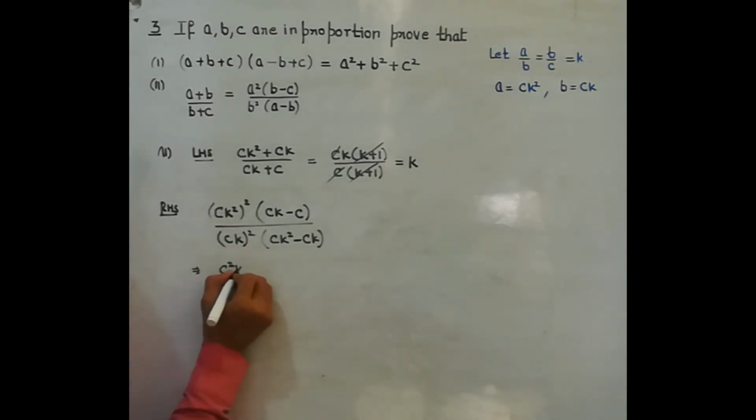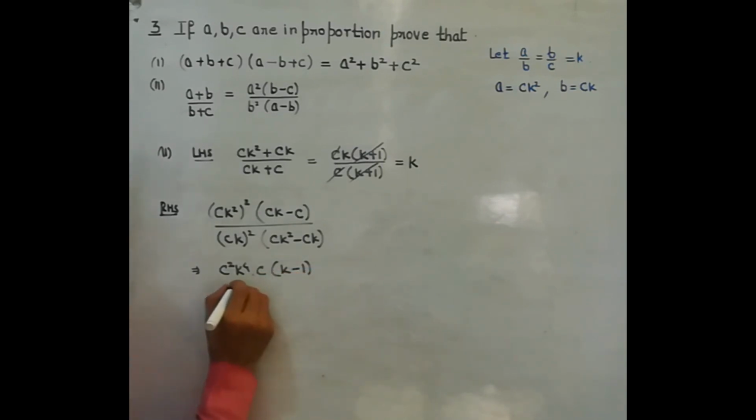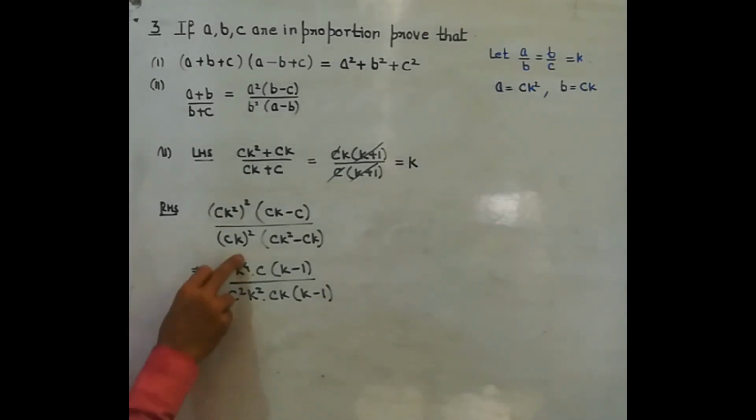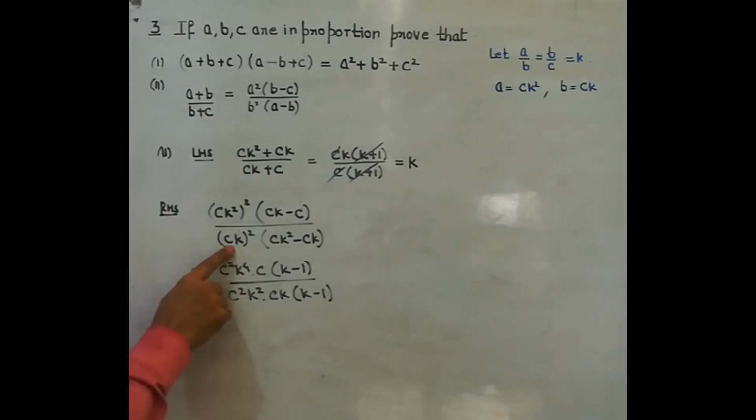C square k raised to the power of 4. Here you can take C common, so you are left with k minus 1. It becomes C square k square, and here you can take Ck common, so you are left with k minus 1. So this is clear. Square of this will give you C square k raised to the power of 4, and then taking C common, you are left with k minus 1. Square of this, and then taking Ck common. Now see what will cancel out.